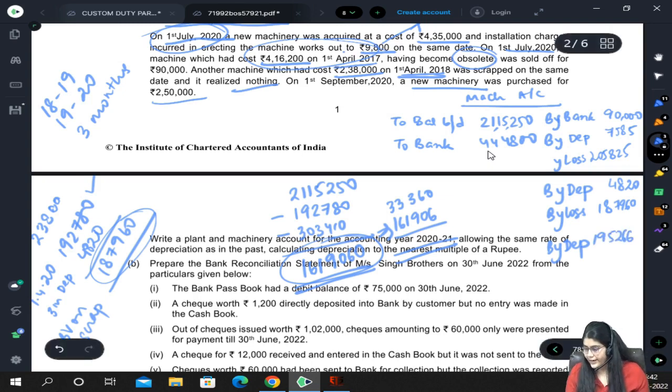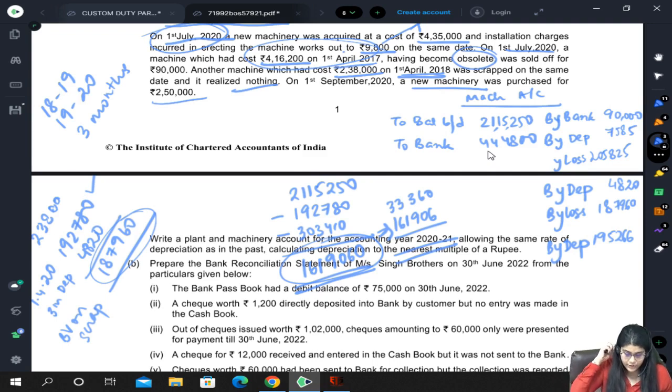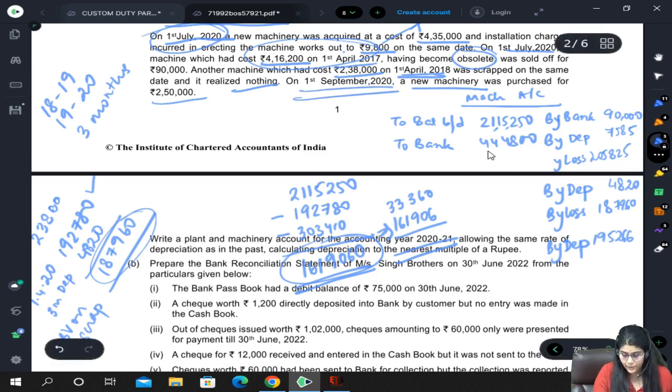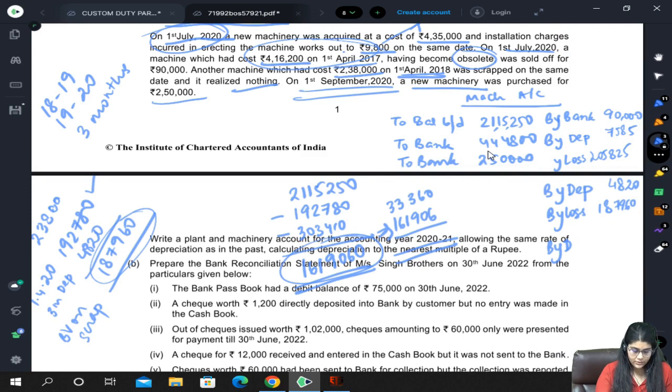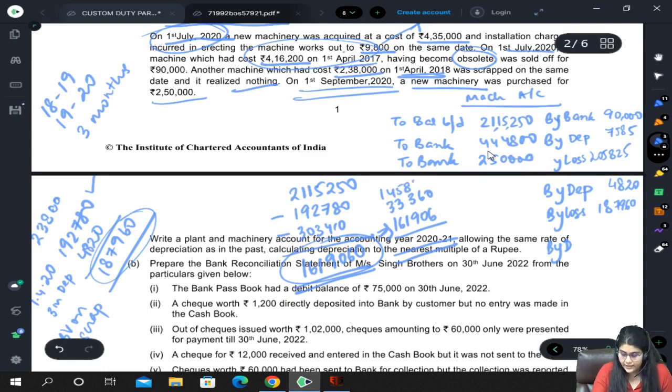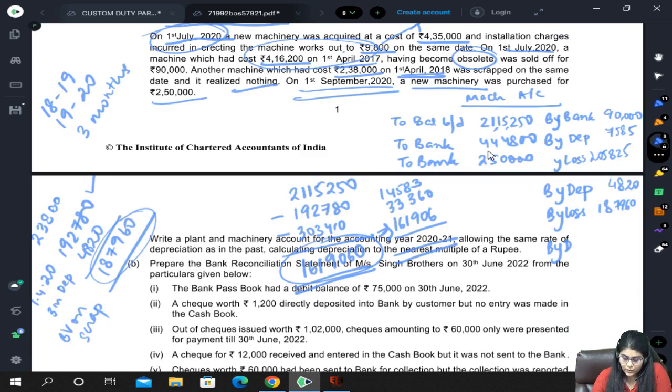Adding these two up will give us depreciation for the entire year. And one more machinery, a new machinery on 1st September 2020. This one also we have to record, 2,50,000. And depreciation on this will be 25 into 10%. 1st September 2020 means that we have to charge depreciation for 7 months: September, October, November, December, Jan, Feb, March. 7 months, into 7/12, giving us 14583.